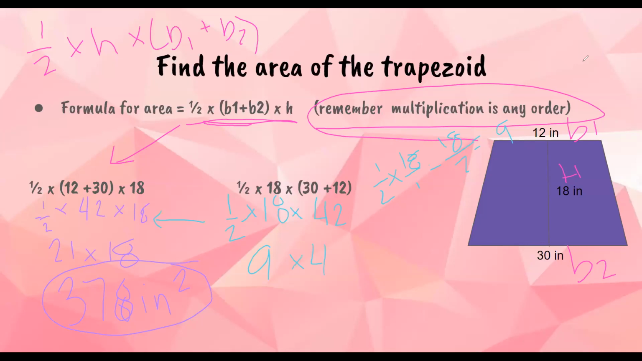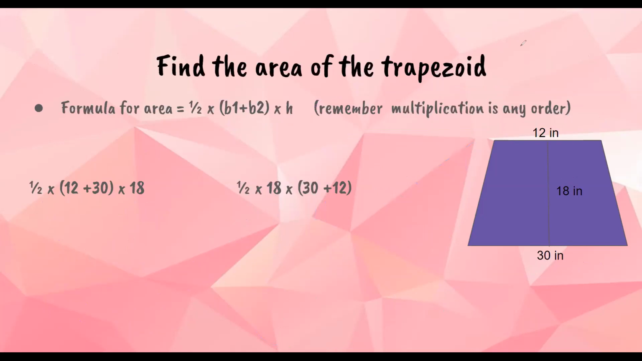So now I have 9 times 42. So I'm going to multiply that together. 9 times 2 is 18, and then 9 times 4 is 36, plus 1 is 37. So again, this is 378. It's in inches, and area is always squared. So either way, you should get 378 inches squared. Okay, so remember multiplication, as long as you are doing it correctly, it does not matter the order of which you do it, but you need to still use PEMDAS and solve what's in the parentheses first.